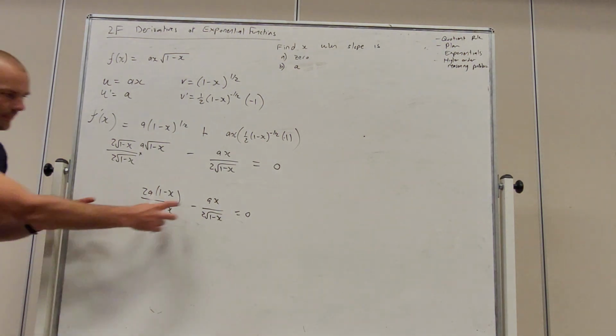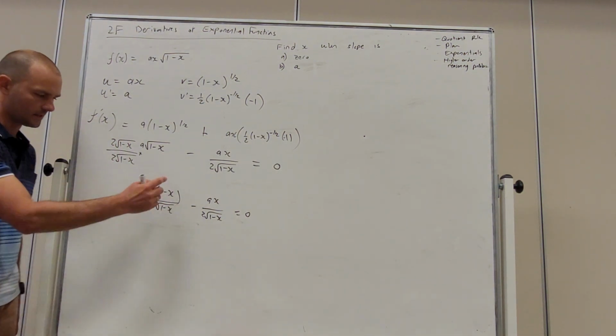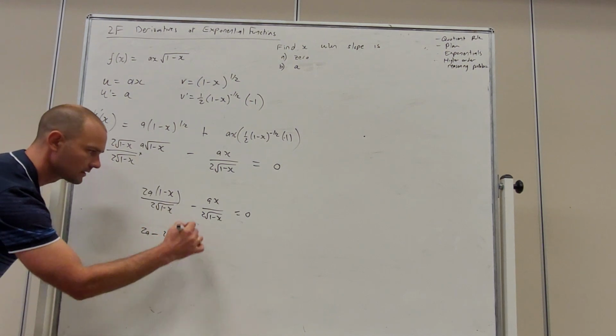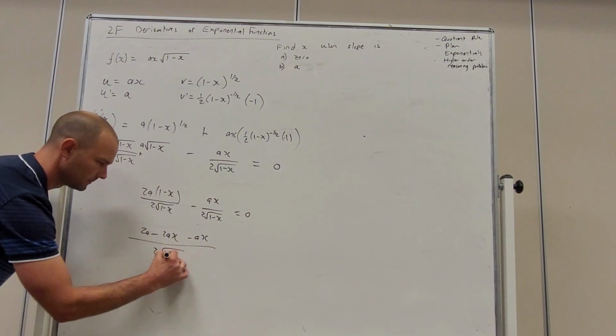Now that they have the same denominator, we can bring them together. I'm also going to expand this. We'll have 2a, take away 2ax, take away ax, all on top of that same denominator.